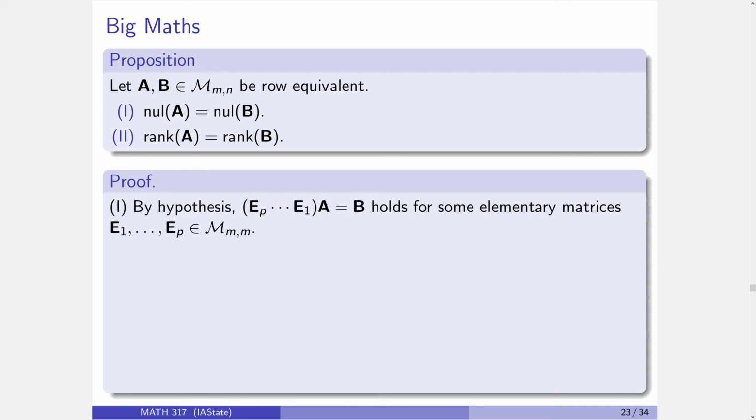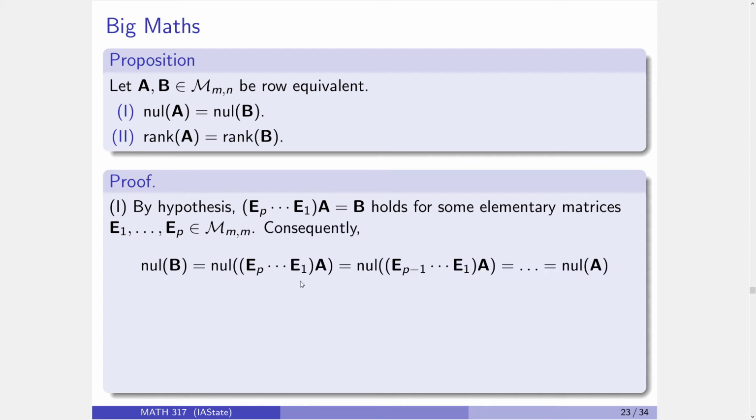So by hypothesis, A can be gotten to B by multiplying by some elementary matrices. All right, so just do a finite number of row operations, then A will turn into B. All right, as we proved, multiplying by elementary matrices does not affect your null space. So the null space of B is equal to the null space of A times all this junk, but each one of these multiplications will not change your null space. So you can start throwing them out, and you can keep throwing them out until you get rid of all of them. So we'll get the null space of A as the null space of B.